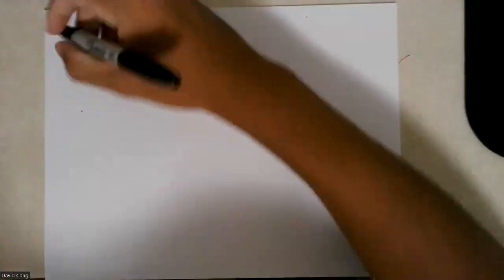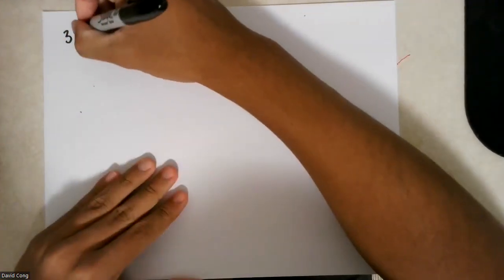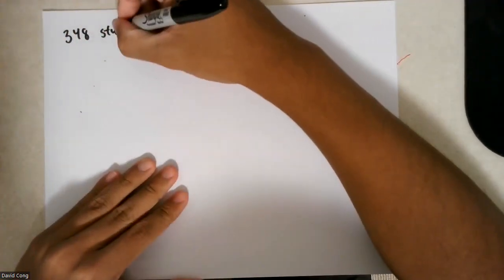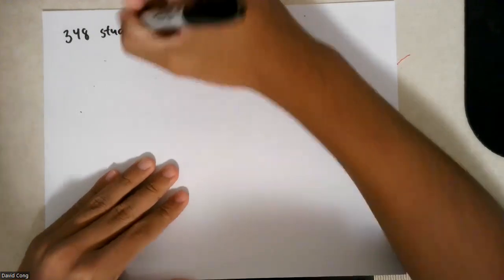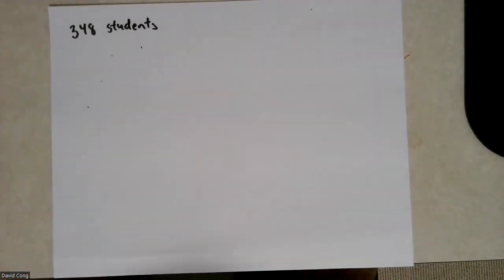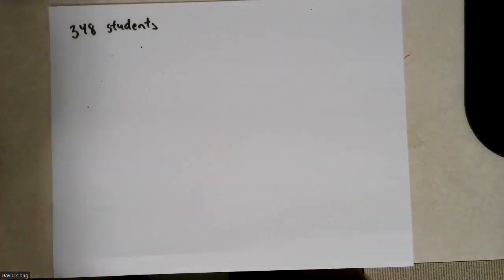Moving on to number 3. So there are 138 students. And we want to find the total number of unique combinations of the letter pairs. So how many more students are required to guarantee that at least 2 students have initials that form the same ordered pair? So how can we guarantee those 2 people form an ordered pair?